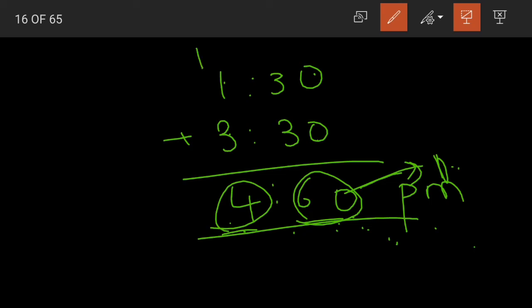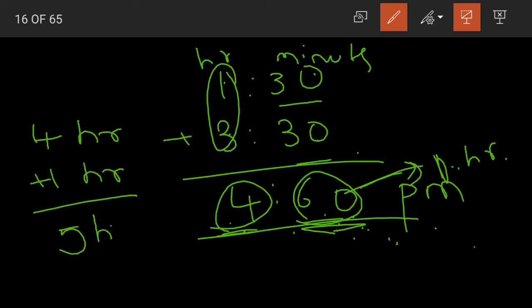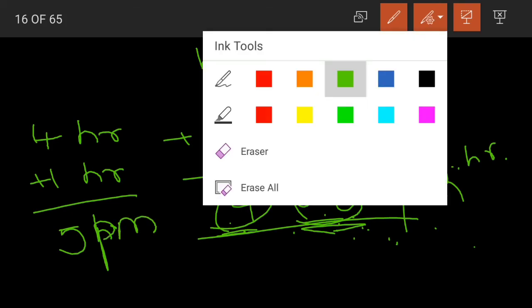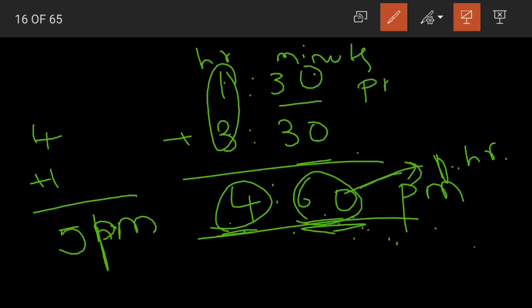So this is the hours and this is the minutes. Yes or no? 1 and 3 are the hours, this 30 is the minutes. So 60 minutes is equal to 1 hour. Instead of writing 4 hours and 60 minutes, we'll add one more hour to our 4 hours. The total would be 5 hours or 5 p.m. She left at 5 p.m. She came at 1:30 p.m. She stayed for 3 hours 30 minutes and then she left at 5 p.m.